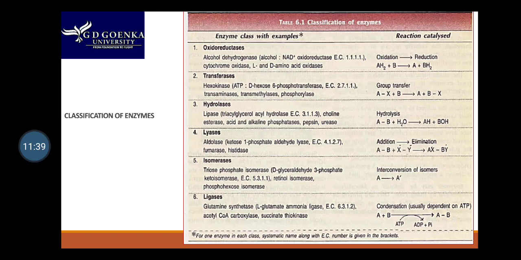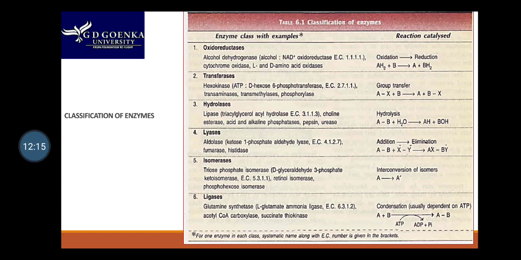Lyase, examples: aldolase, fumarase, histidase. These are the common examples which come under lyase, and this catalyzes addition and elimination reactions. Here AB is one compound, XY is another compound. So these two compounds are joined together, and we see that A binds with X and B binds with Y. So AB and XY join together to produce the AXBY compound, a single compound.